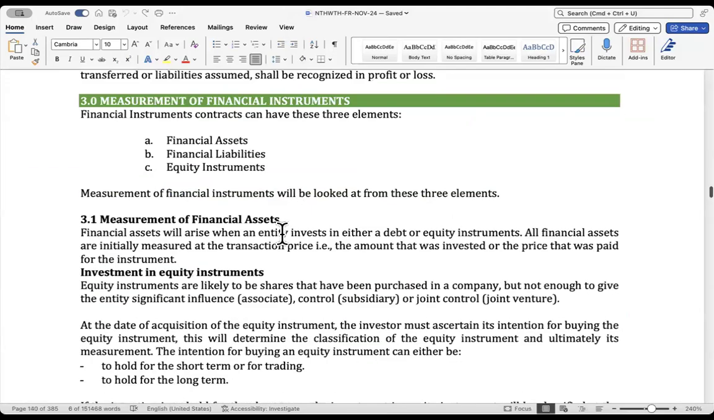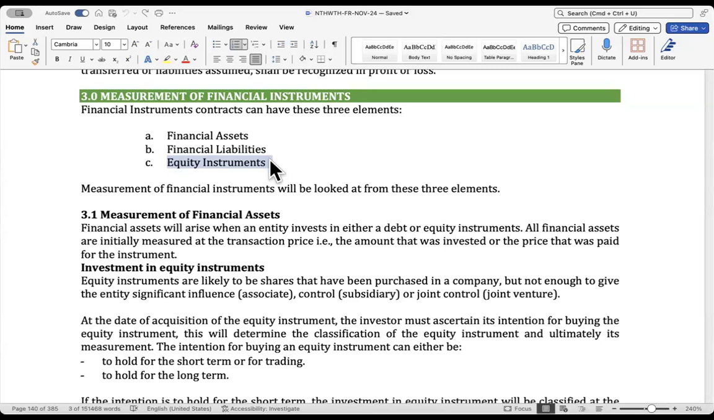So finally for today is measurement of financial instruments. That's the final thing for today. So we are going to look at three financial instruments: number one is financial asset, then financial liability, and equity. As I've already mentioned those three to you, we'll pick them one by one. I'll quickly look at it today, then we'll probably solve questions on them next week.